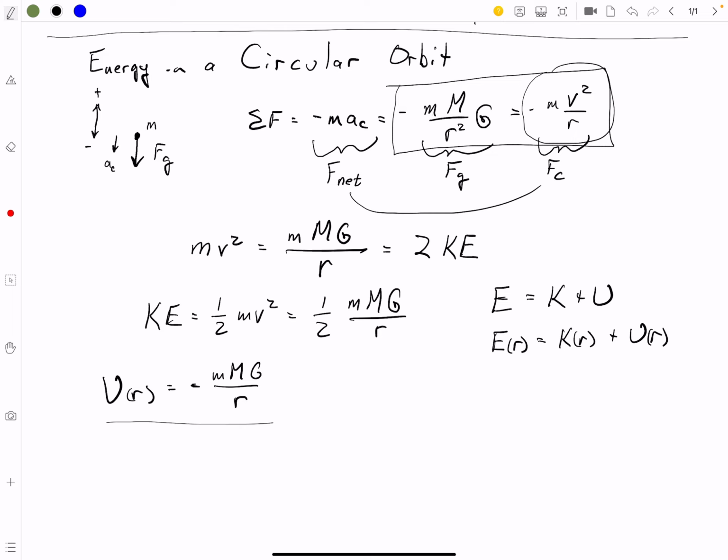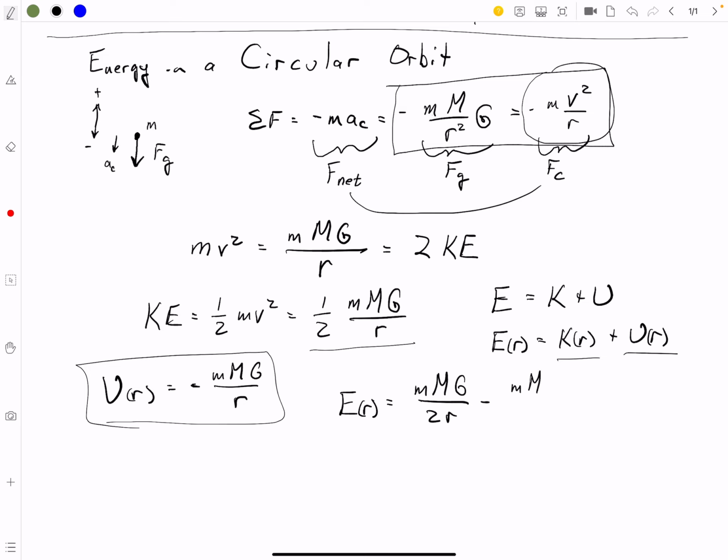So we know this, all right? So now we've got one of them. We know this one, so we've got the other. And we can then say that our E of r is equal to mMg over 2r minus mMg over r.